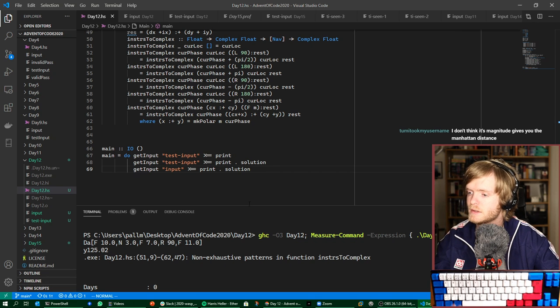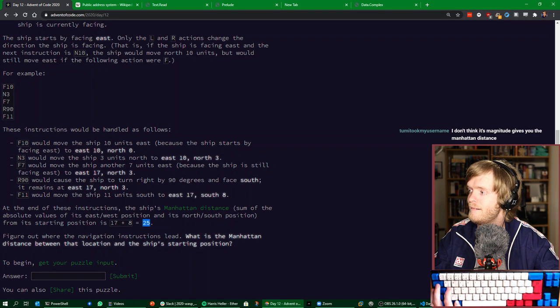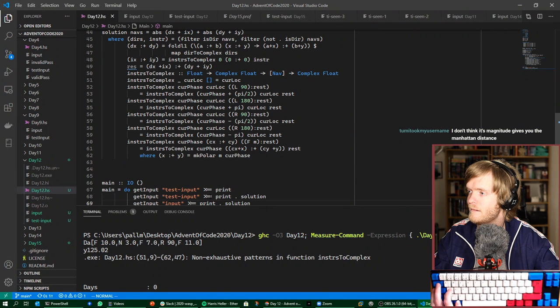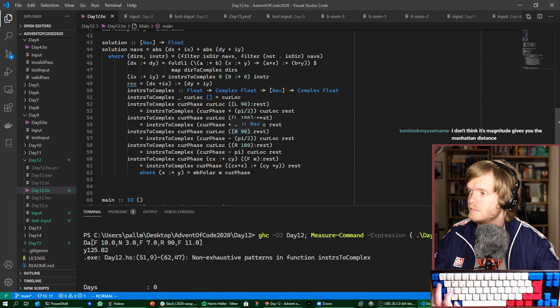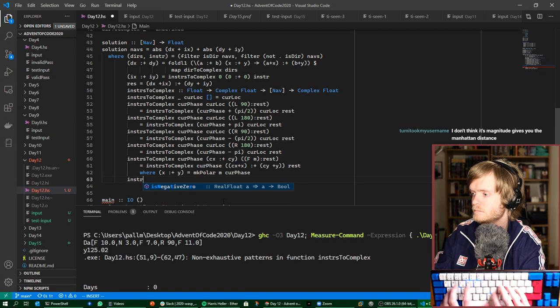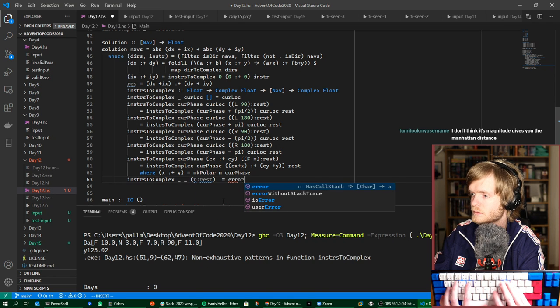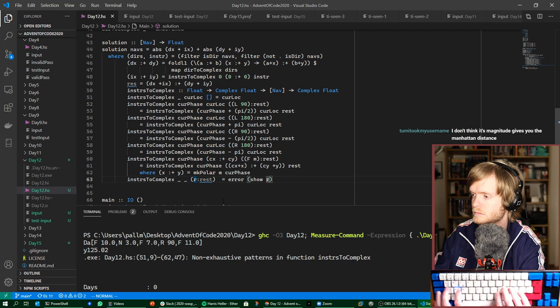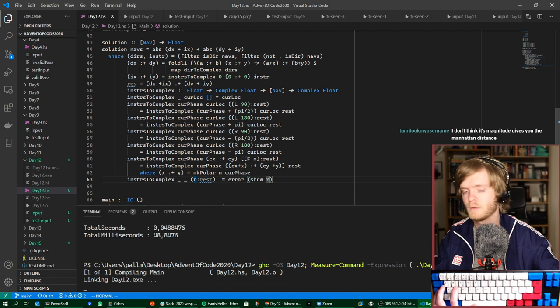Non-exhaustive patterns in function instars too complex. I apply them to what? So we have L90, L180, R90, R180. Instars too complex, and then whatever. Oh yeah. No, okay, and then R rest equals error show R. Let's see what it fails on.